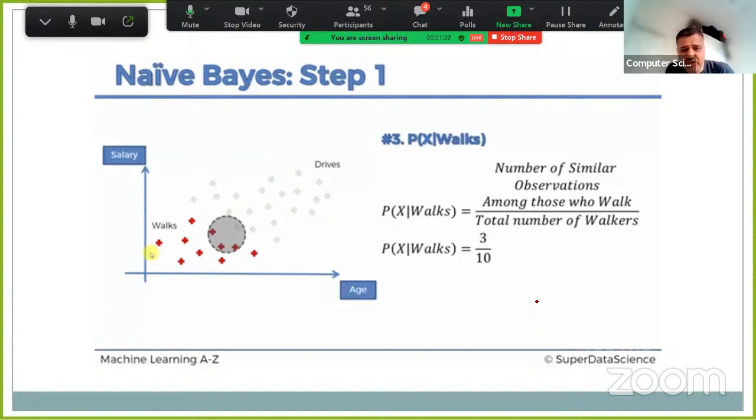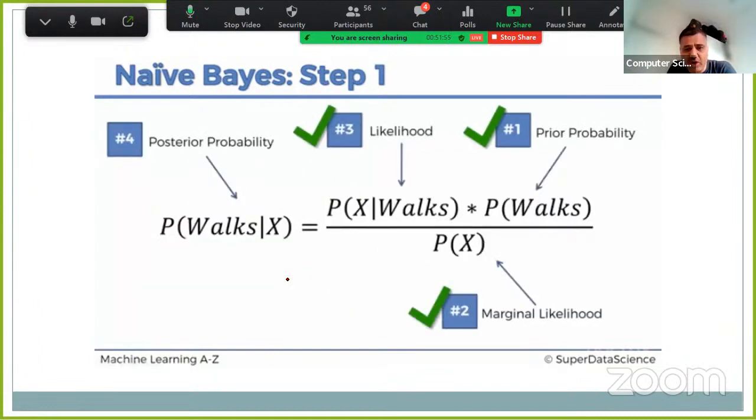So here your first focus will be on walkers. I have removed all the drivers from the data set. Then again I draw my X, but now in X I will have only 3 data points divided by total walkers, that is 3/10. So now I have all the values.